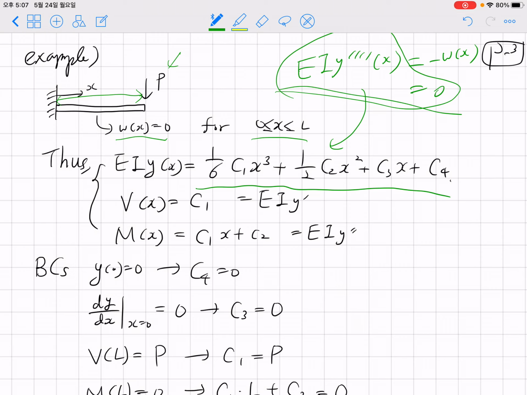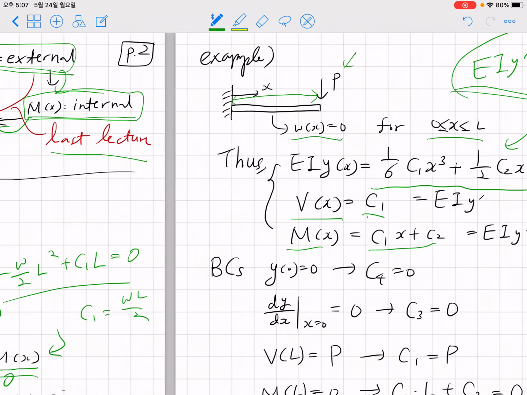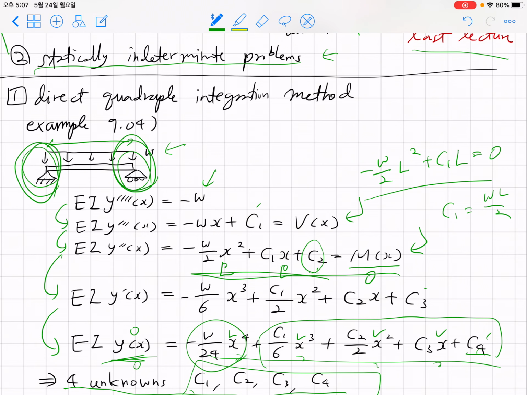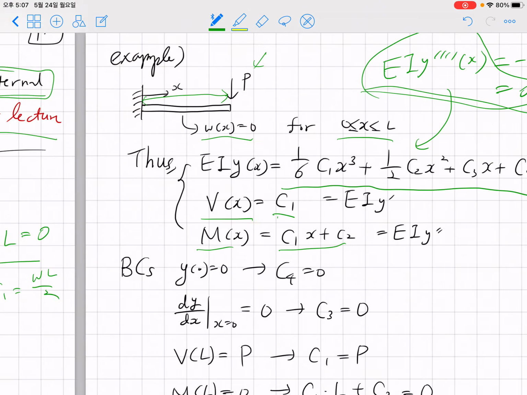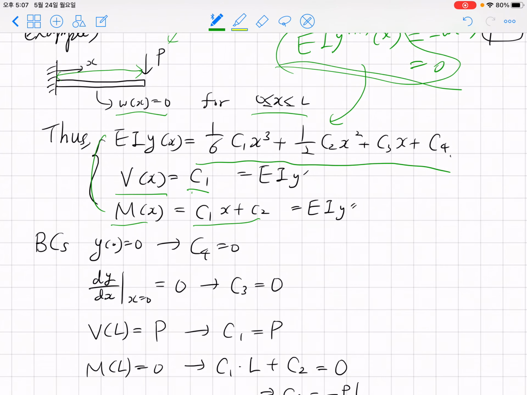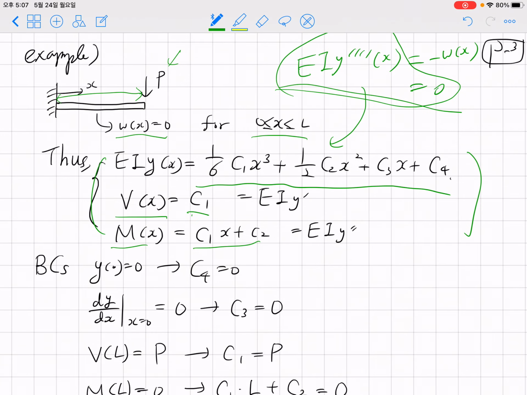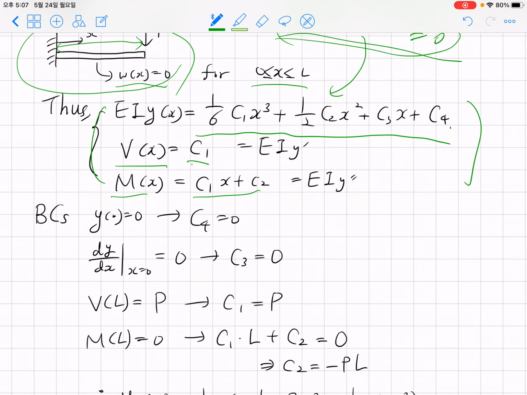Out of this integration, after the first integration, you have C1 and Vx. After the second integration, you have M and C1x plus C2. So simply go back to the last page and plug in w equals 0. You have C1x plus C2. Okay, so this is the information we can cook up out of the loading conditions, and we can find the boundary conditions at the left hand and right hand.